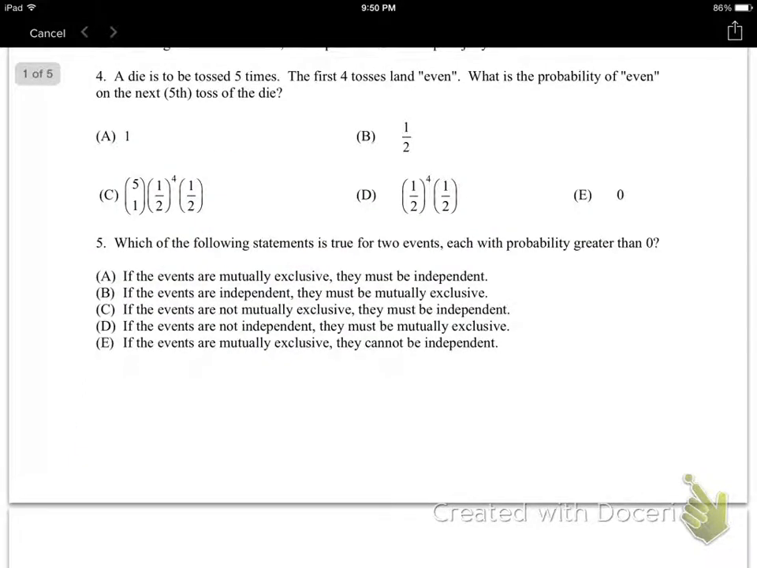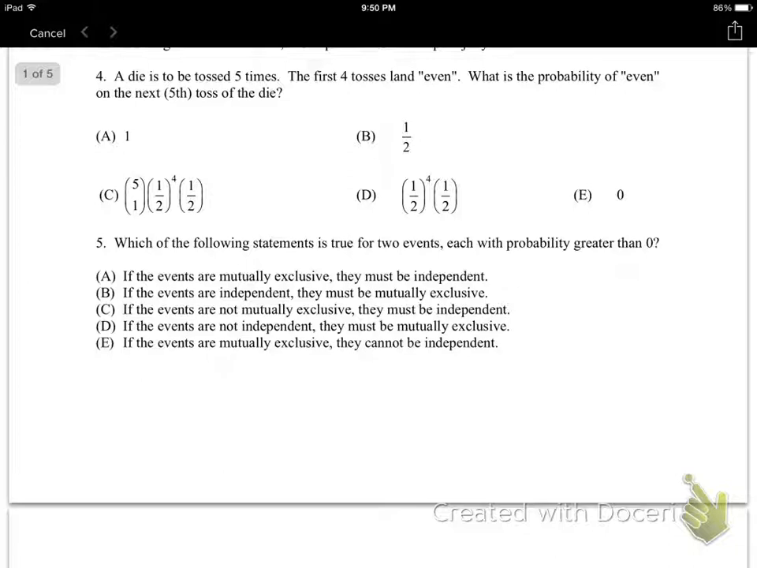Okay, a die is to be tossed 5 times. The first 4 tosses land even. What is the probability that it is even on the 5th one? All right, so the question really is: is rolling a die independent or dependent? Remember, dependent means that the prior results will affect the next one. Independent means that every time has a fresh start. So I'm hoping you realize it doesn't matter how many times you roll a die or toss a coin, the probability remains the same on the next one.